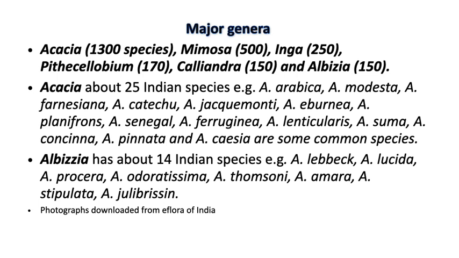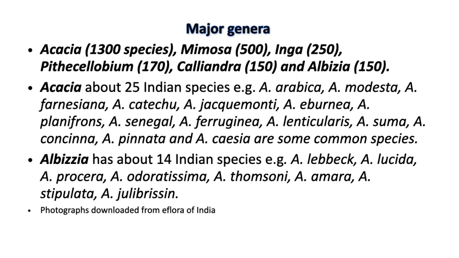The major genera in this subfamily are Acacia with 1300 species, Mimosa with 500 species, Inga with 250 species, Pithecolobium with 170 species, Calliandra with 150 species, and Albizzia with 150 species.